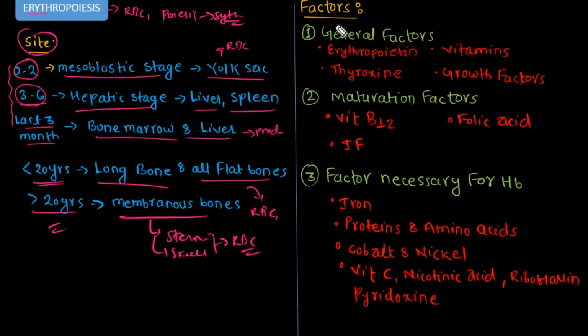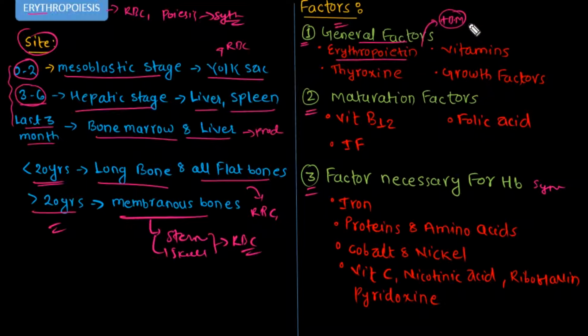Now let us see about the factors. What are the factors required and how they help in the production of RBC. We can classify them into general factors, maturation factors, and factors necessary for hemoglobin synthesis. So let us see about the general factors. First of all, we have erythropoietin. This is the overall stimulation of the bone marrow.